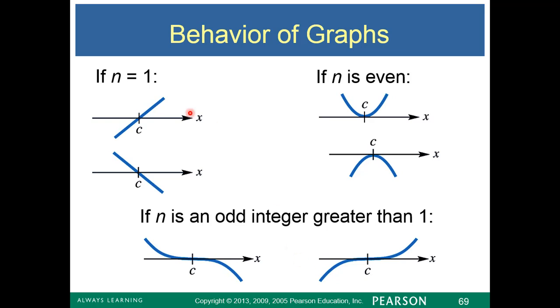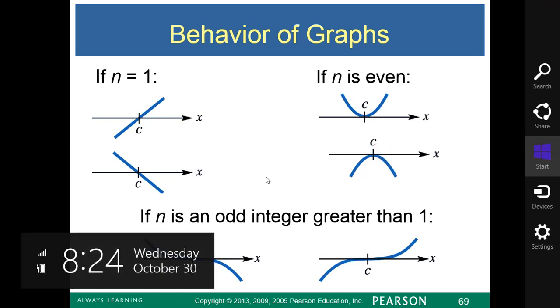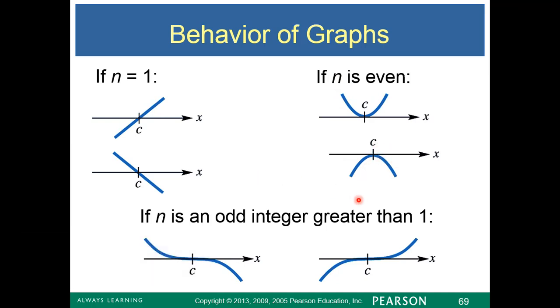If n is 1, then it crosses. If n is even, it's going to bounce, either up or down. And if n is odd and greater than 1, then it's going to cross at c.